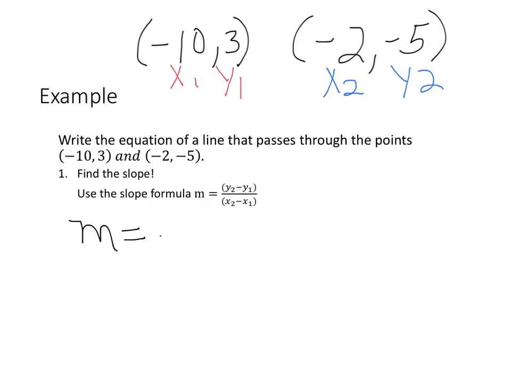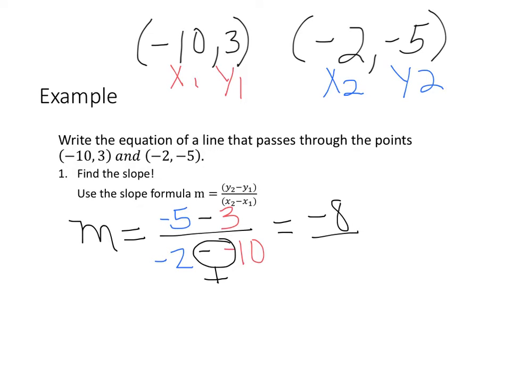So my slope is equal to my y2 minus my y1 all over my x2 minus my x1. Now remember, this minus minus means a plus. So my slope is -8 over +8, so I have a slope of -1.